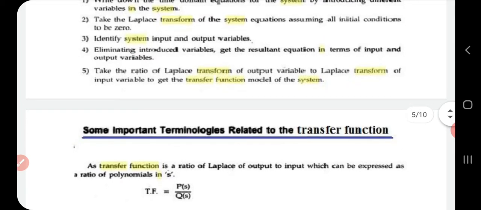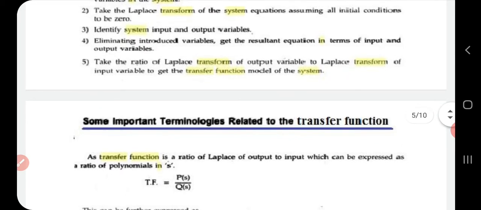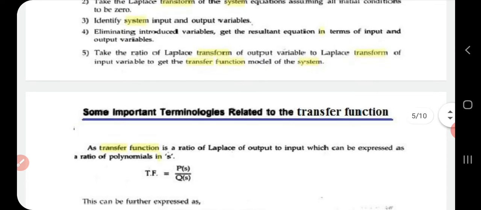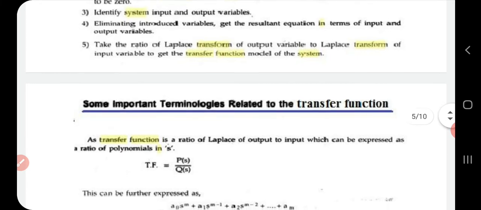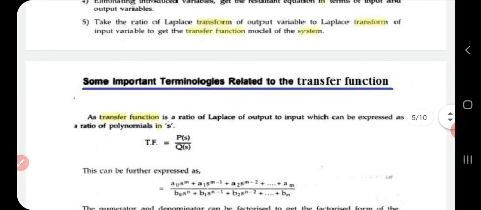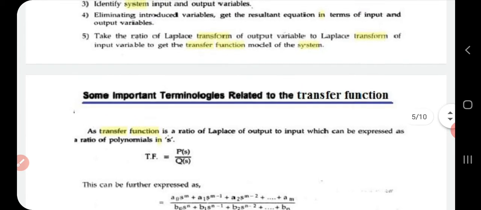Then identify system input and output variables. Then eliminate introduced variables, and get the resultant equation in terms of input and output variables only. Finally, take the ratio of the Laplace transform of the output variable to the Laplace transform of the input variable to get the transfer function model of the system.